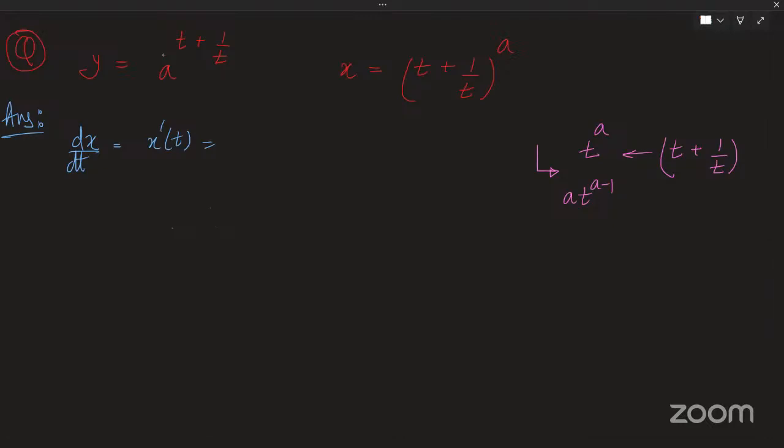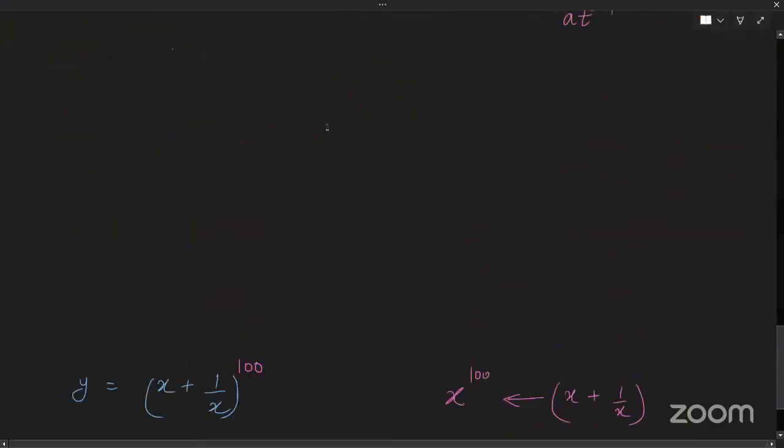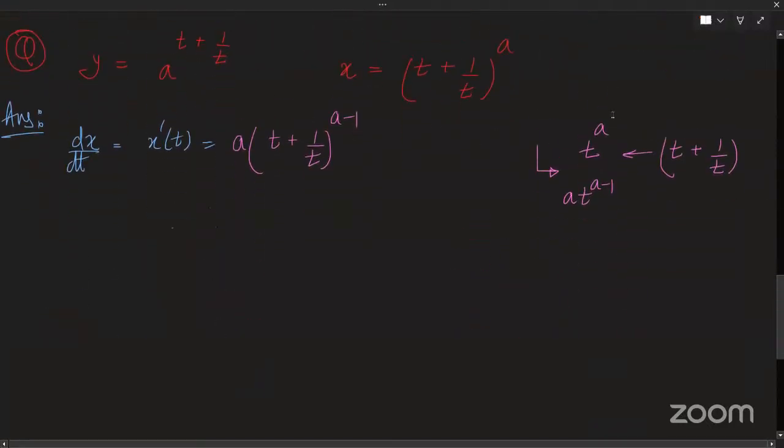So what will be the first term that I write over here? A into t plus 1 by t whole raised to a minus 1. See, inside x raised to a, x plus 1 by x was inserted. So over here, just change your variable from x to t, because now the differentiation is being done with respect to t. Great. So you complete this level, you moved inside.